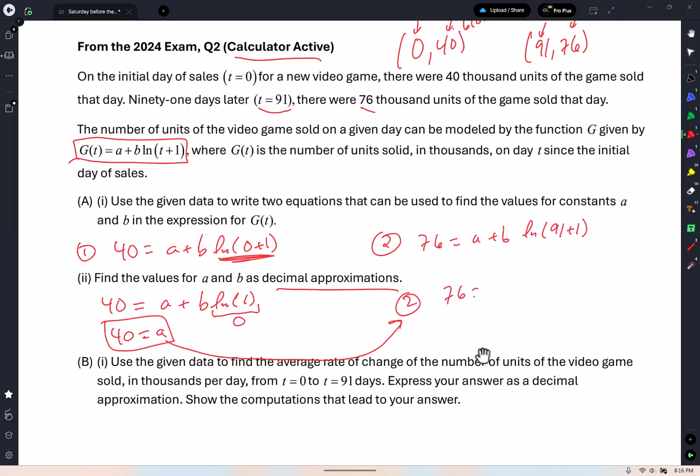So equation 2, I'm going to bring that a, and here we go. I'm going to have 76 equals 40 plus b ln, and then when you add these two numbers up, that's 92. And then you're trying to get b by itself, so you're going to go minus 40, so that's 36 equals b ln of 92. And then divide both sides by ln of 92, and you get b equals 36 divided by ln of 92, and that's a number. So let's take our calculators.